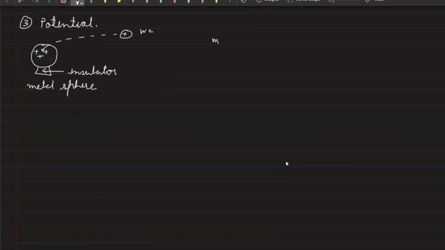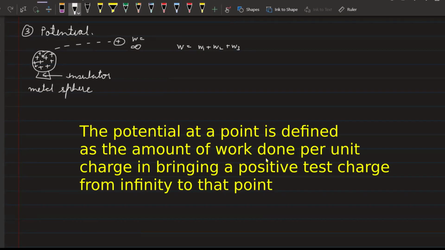Then you deposit a third charge, that is W2. Then you deposit another charge. Likewise, you keep depositing charge. That means you're bringing charge from infinity and depositing it on this metal sphere. The total work that you do to bring a unit charge from infinity to that particular point is stored in the metal sphere in the form of electric potential.